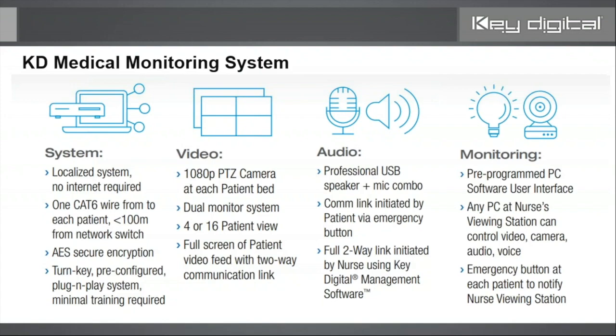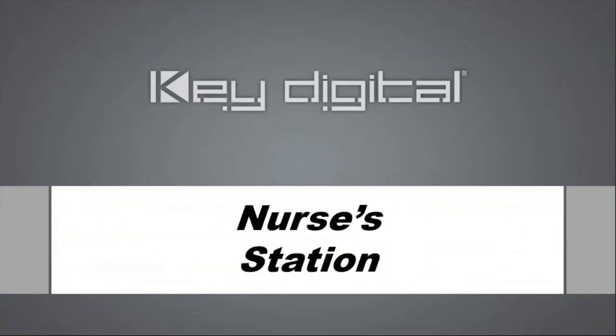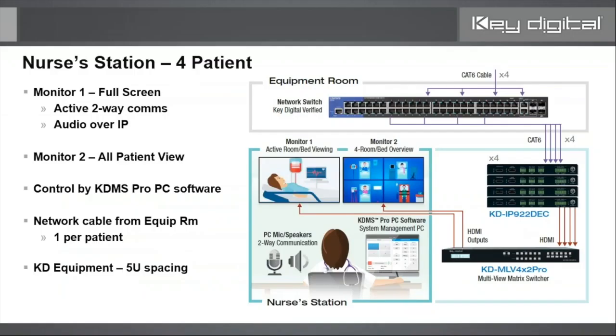So let's take a look here at the equipment at the nurses station. So we see the nurses station. The nurse is seated, and there are two monitors in front of the nurse plus the management PC. Monitor 1 that we see on the left is where we get a full screen view of the patient. Monitor 2 on the right is where we have the view of all patients, so that the nurse is always able to see and to view all patients and care for all patients.